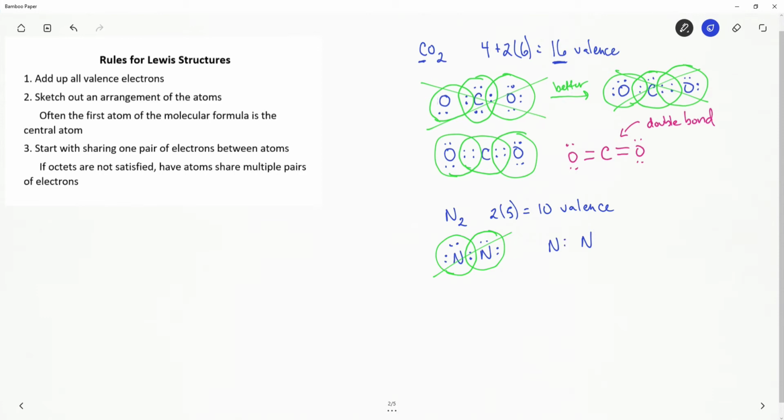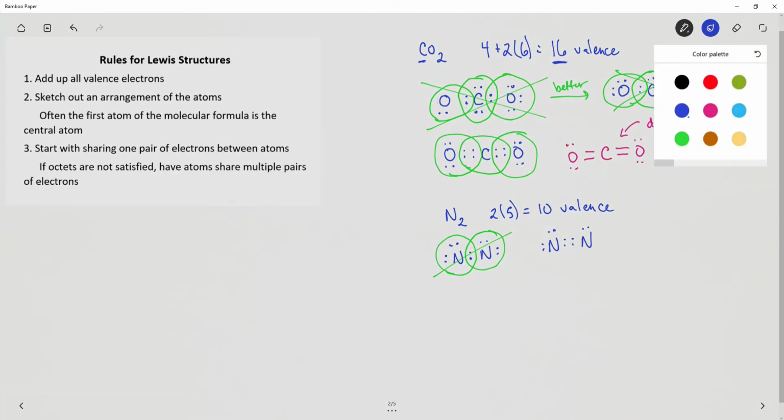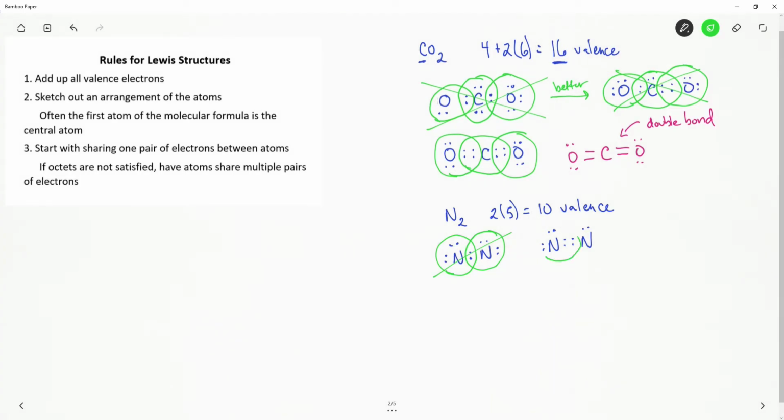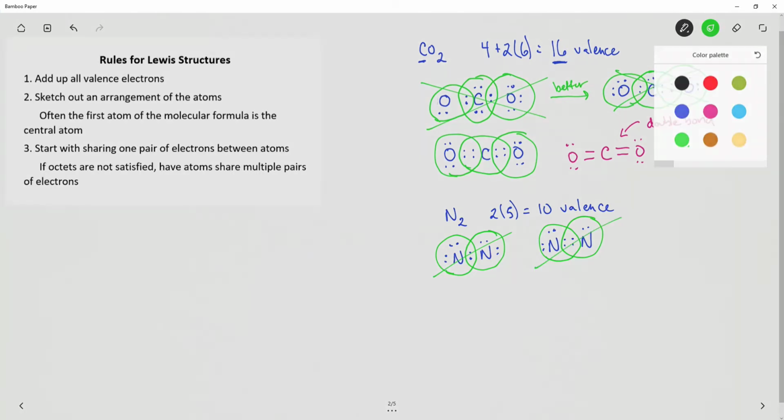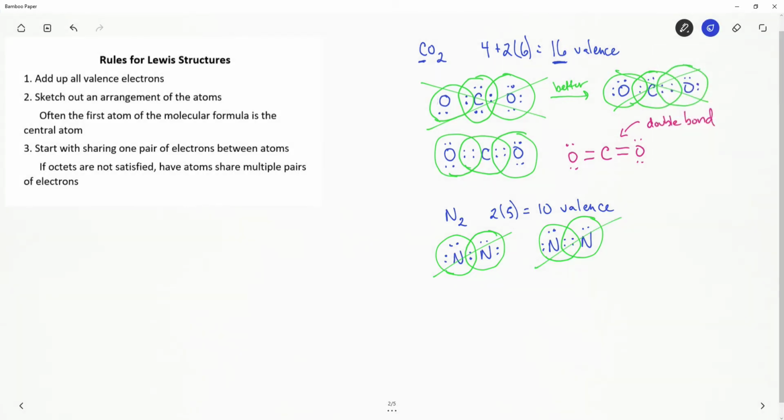Let's make them share 2 pairs of electrons. So I have 4, 5, 6, 7, 8, 9, 10. Okay, let's see if octets are satisfied. 2, 4, 6, 8. Okay, that nitrogen is good. 2, 4, 6. Oh, nope, this nitrogen also not good. So sharing 2 pairs of electrons didn't work. You can probably guess where I'm going with this. Nitrogen. Let's make them share 3 pairs of electrons.